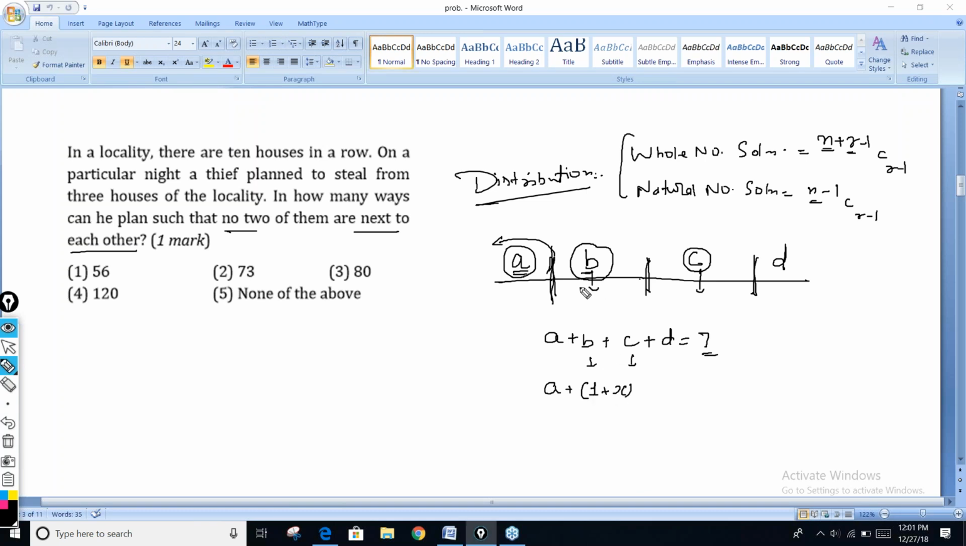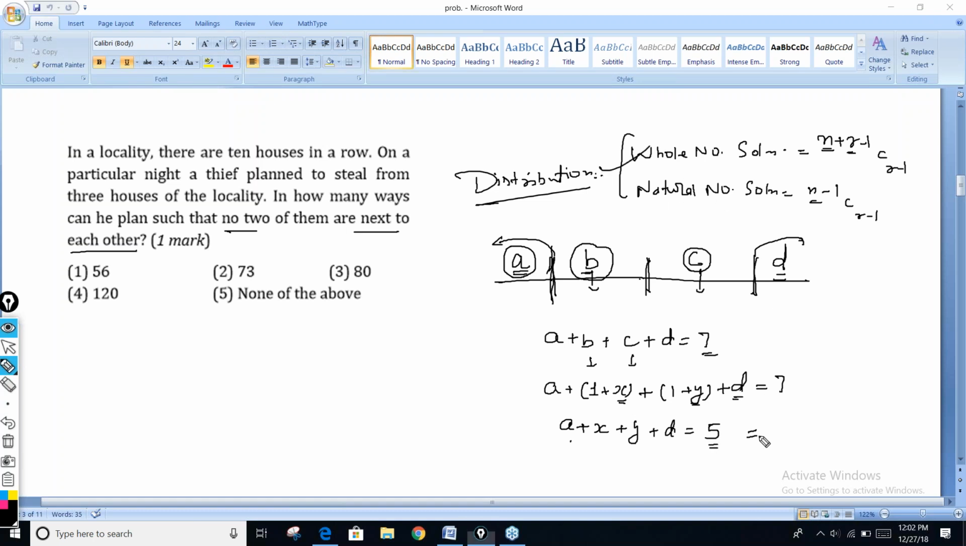There should be at least one house. 1 plus X house. Similarly, I'll replace C with 1 plus Y. D and A can be 0 because that can be the last house, that can be the first house. Here, no house may be there. So A and D can be 0, but B and C cannot be 0. So now the question becomes A plus X plus Y plus D is 5. And now A can be 0, X can be 0, Y can be 0, and D can be 0. So we need to use the whole number solution.